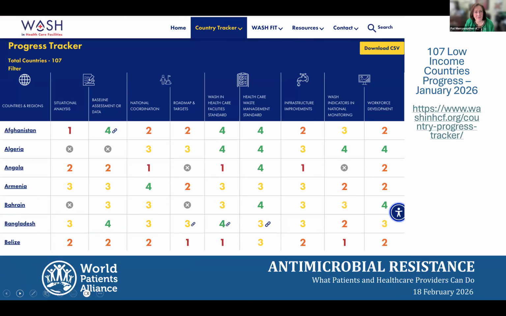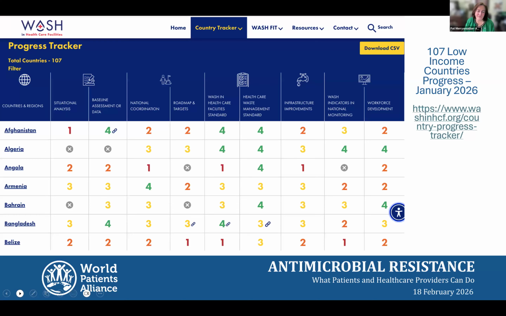On the next slide, this is something that has been tracked, and I love it because it tells where all the low-income countries and some of the middle-income countries are in terms of their implementation of WASH, and that's the water, sanitation, and hygiene. You can see some are really moving ahead and others are not. If you want to check your country, you can click on that link. I know the slides will be provided, but again, it's called the Country Tracker, and it really is very helpful for anyone that wants to advocate for their country or their community to know where you're at and to build the case for why WASH is important within facilities.